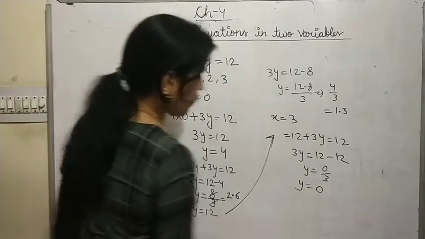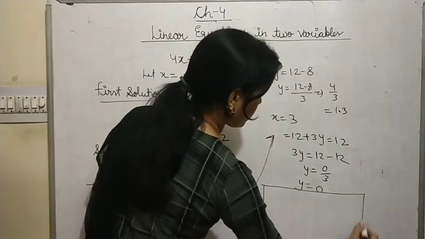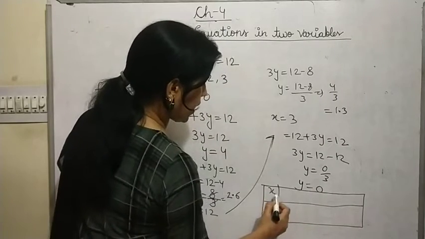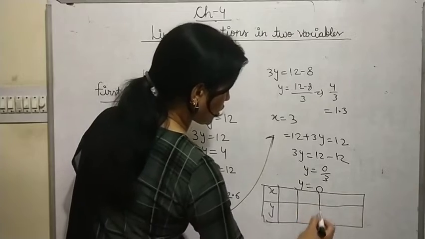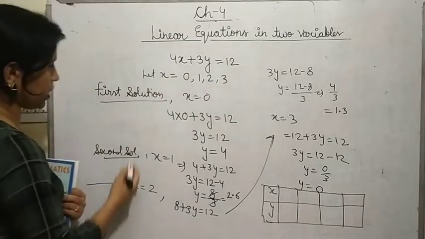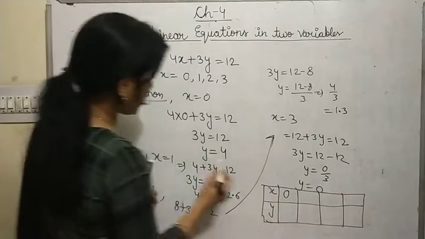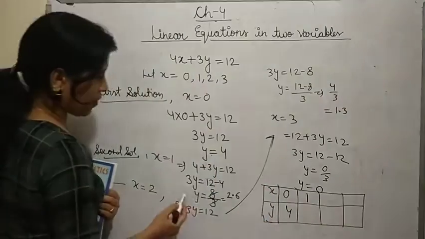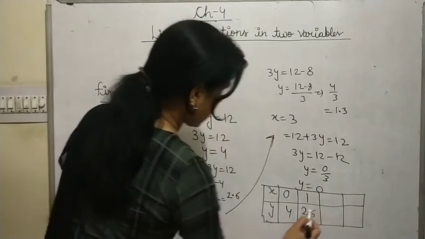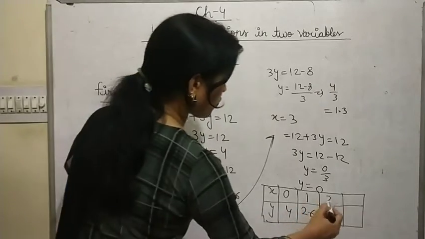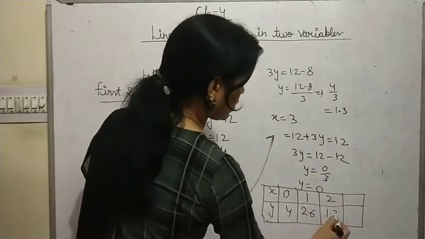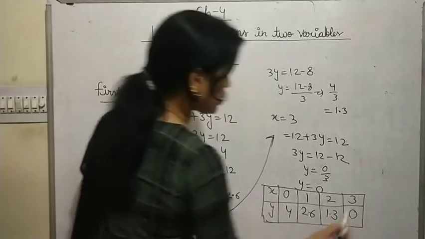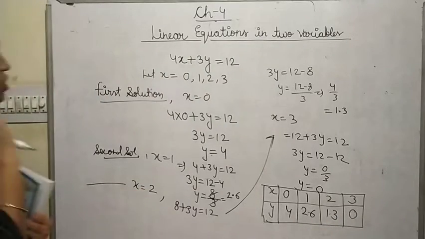0. Now we have to write in a table form properly, which I told you. In solution form also I have shown you here. X, y. Whatever, however many we found, we will write there. When x was 0, that time y was 4. When my x was 1, that time my y was 2.6. When my x was 2, I got y is equals to 1.3. And when x is equals to 3, then we got y is equals to 0. Check it once, in case there is any calculation mistake.